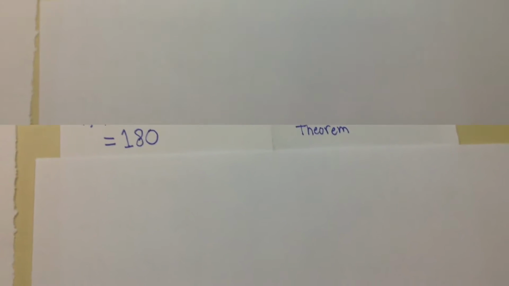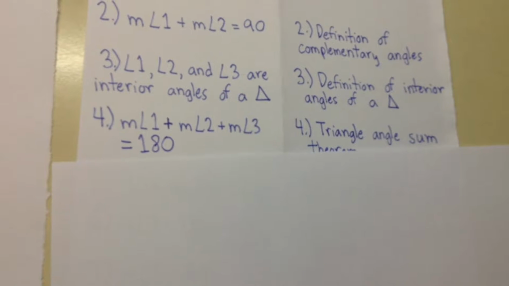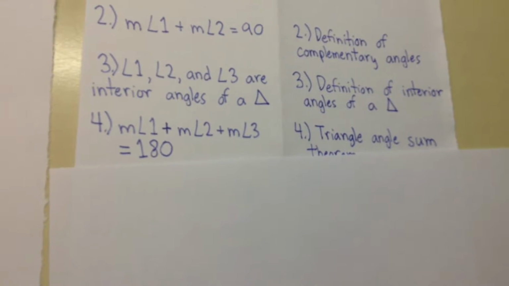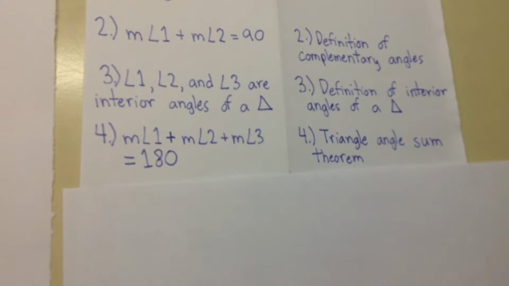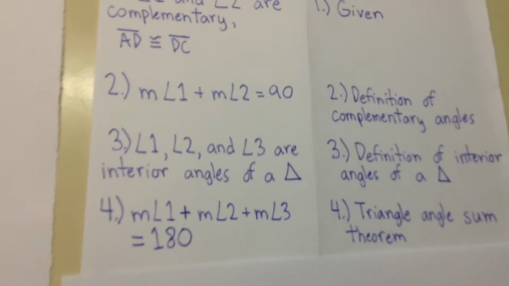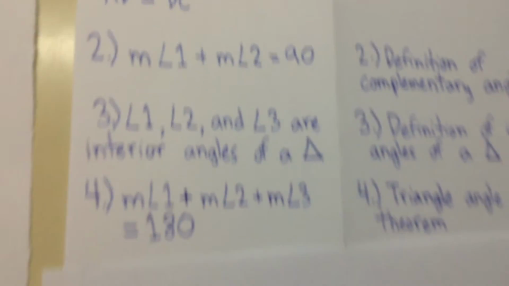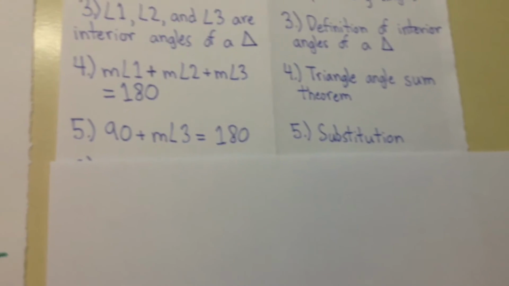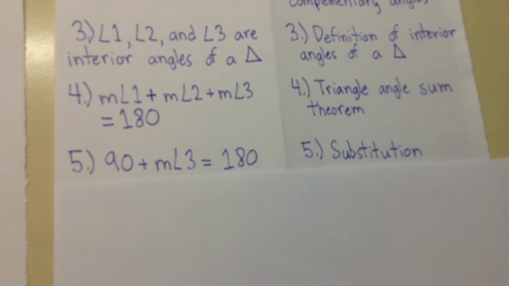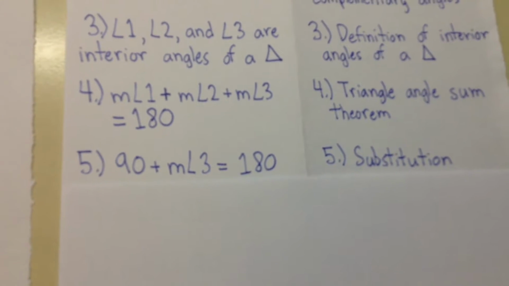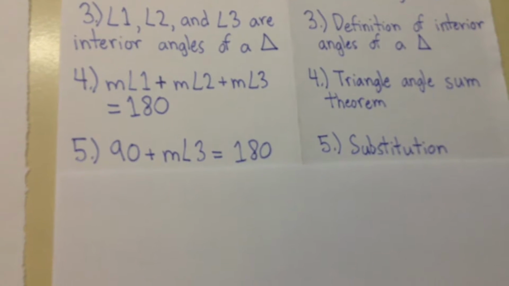180 degrees. Now, since we have the equation measure of angle 1 plus measure of angle 2 plus measure of angle 3 is equal to 180, we can substitute measure of angle 1 plus measure of angle 2 with 90, since I stated before that the measure of angle 1 plus the measure of angle 2 is equal to 90. So I can say that 90 plus the measure of angle 3 is equal to 180. And I do that because of substitution, because I substituted the measure of angle 1 plus the measure of angle 2 with 90 based off the last equation.